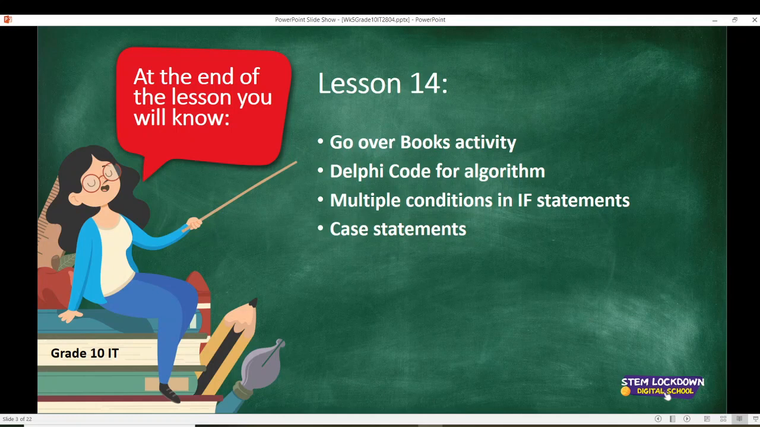Then we're going to have a look at multiple conditions in if statements, which can be quite a difficult concept, but as long as you concentrate and are very clear about what it is that you want to achieve with these if statements, you should be able to write them correctly. And then I'm going to teach you about case statements. And case statements are the replacement for nested if statements using your ordinal data types. But I'll explain more to you when we get there.